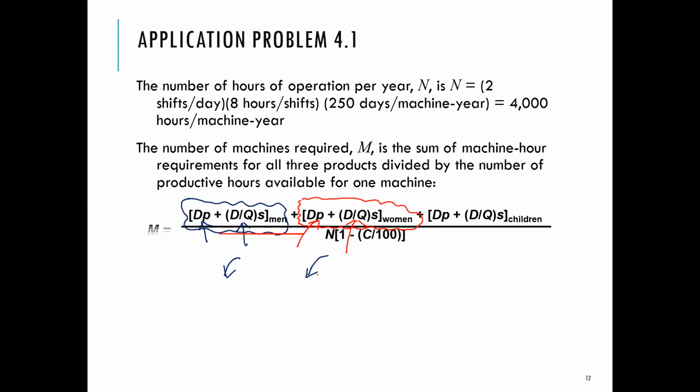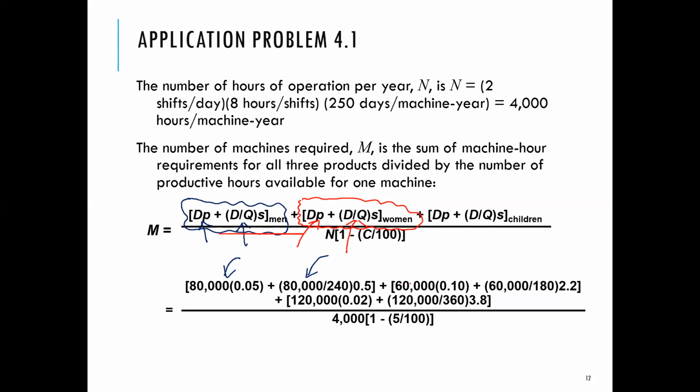So again, I'll go here. 60,000 times 0.1 plus D divided by Q. So the total women's sandals that you have to make divided by the lot size times the setup time. That is exactly what we did for the men's sandals. And then when you add the two up, that will give you the total time needed to fulfill the demand for women's sandals.